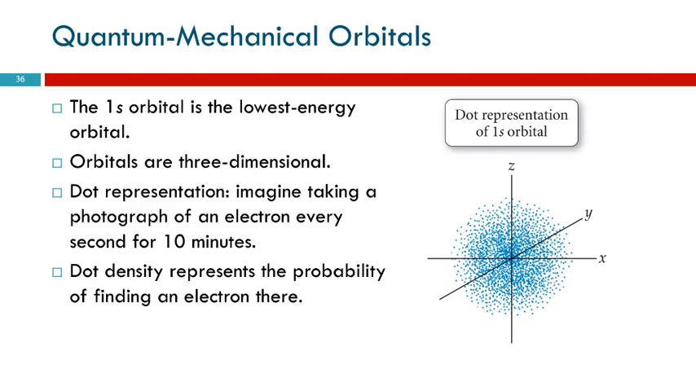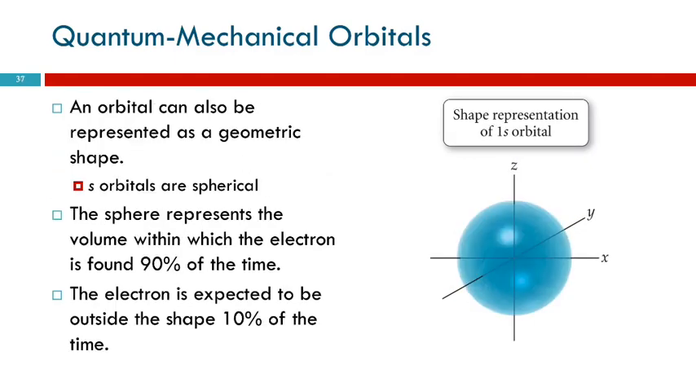You have the idea of what this weird picture is? So the dot density represents the probability of finding an electron. We can also represent it as a geometric shape, because drawing all those little tiny dots is really, really tedious, and we don't want to do that to represent the orbitals all the time. So overall, that shape was spherical. So we can represent this as a sphere.